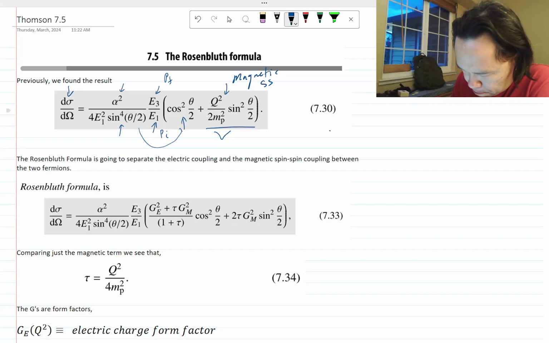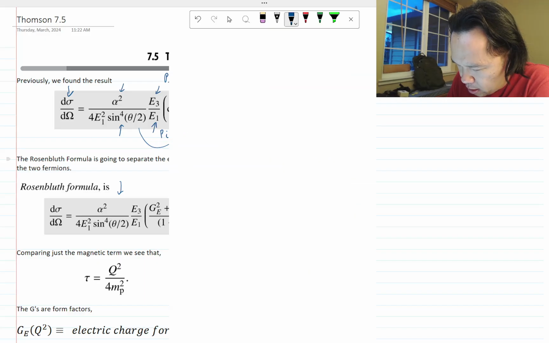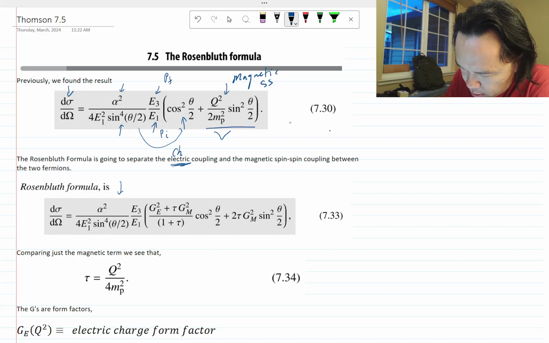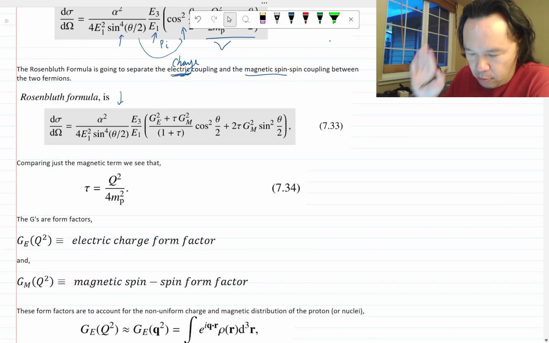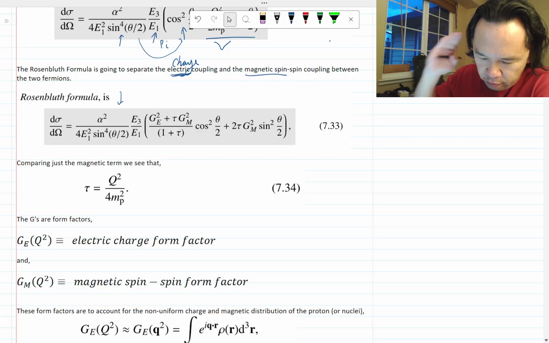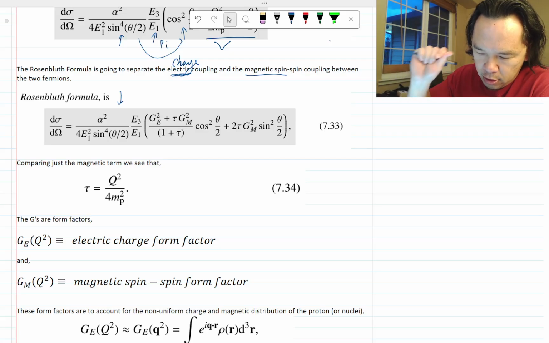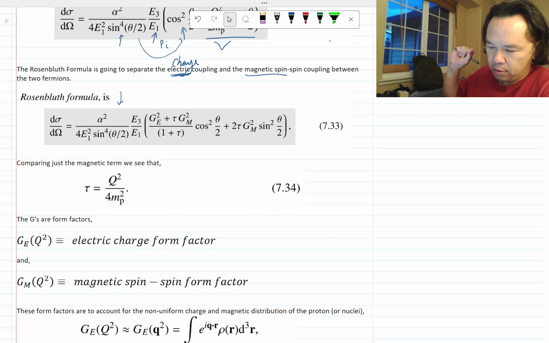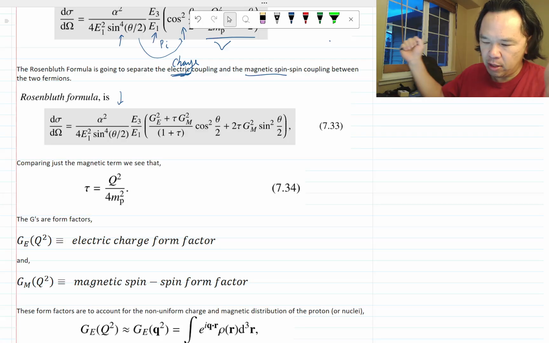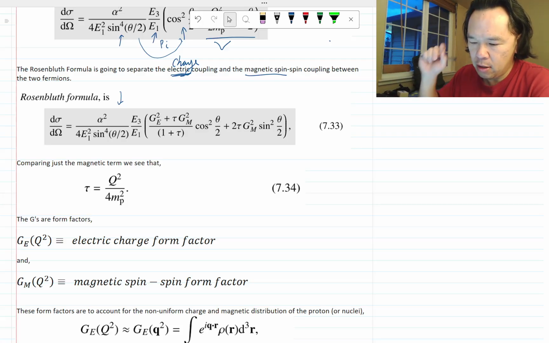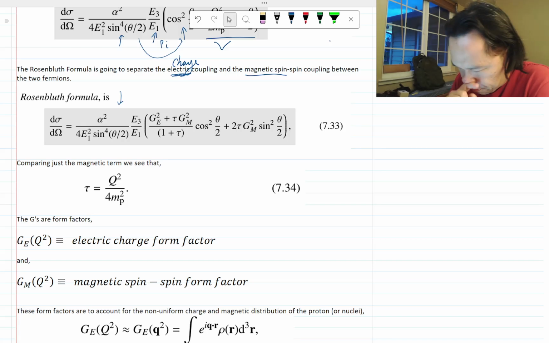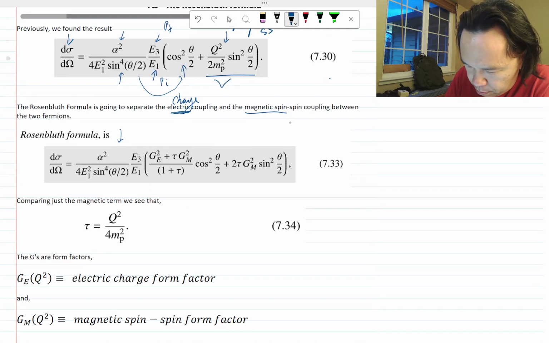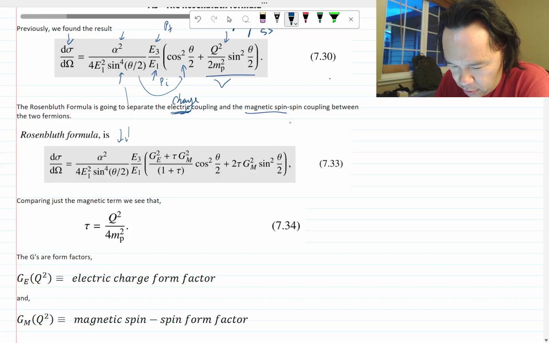Okay, so in the Rosenbluth formula, we're just going to write this down right away. We're going to try to decouple the electric coupling, also known as the charge coupling, and the magnetic coupling between the two fermions. Remember, at very, very low velocity, it's the charge that dominates the interaction. But as the relative speed between the proton and the electron increases, the magnetic part picks up because they're both spin 1/2 particles.